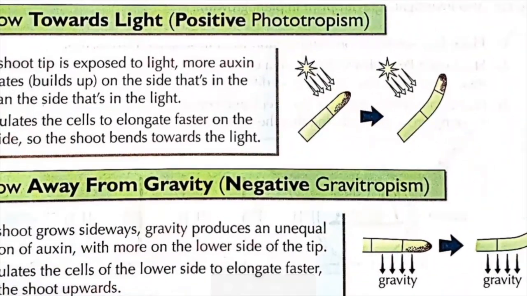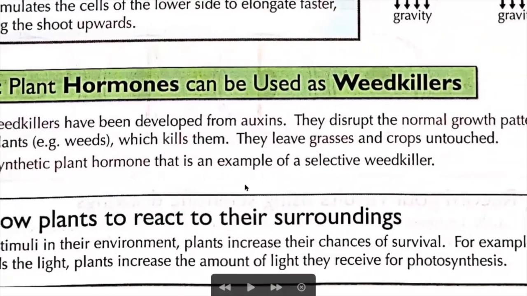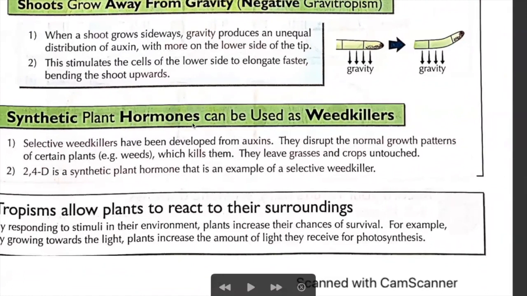Okay, the next one. Awak tengok ni. Synthetic plant hormone can be used as a weed killer. So selective weed killers have been developed from auxin. They disrupt the normal growth pattern of certain plants, which kills them. So they leave grass and crops untouched. 2,4-D is a synthetic plant hormone that is an example of a selective weed killer.